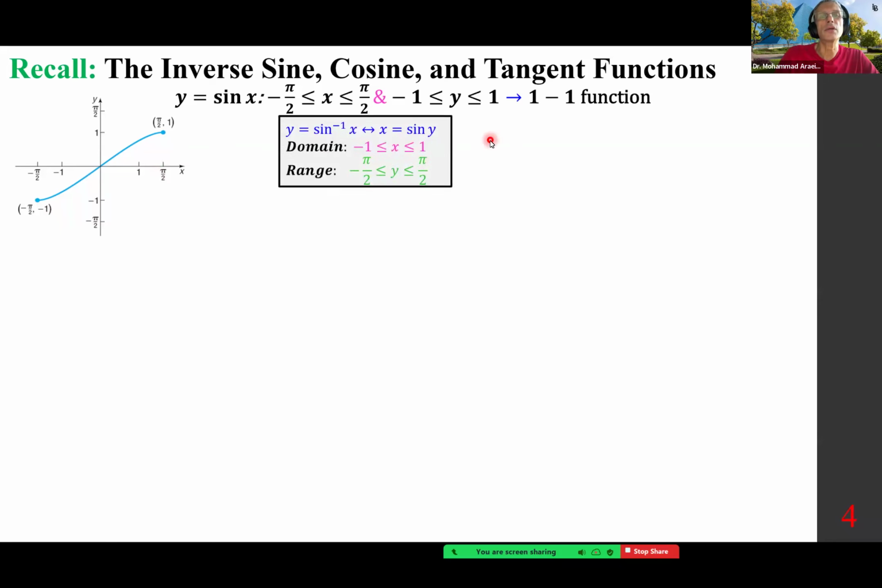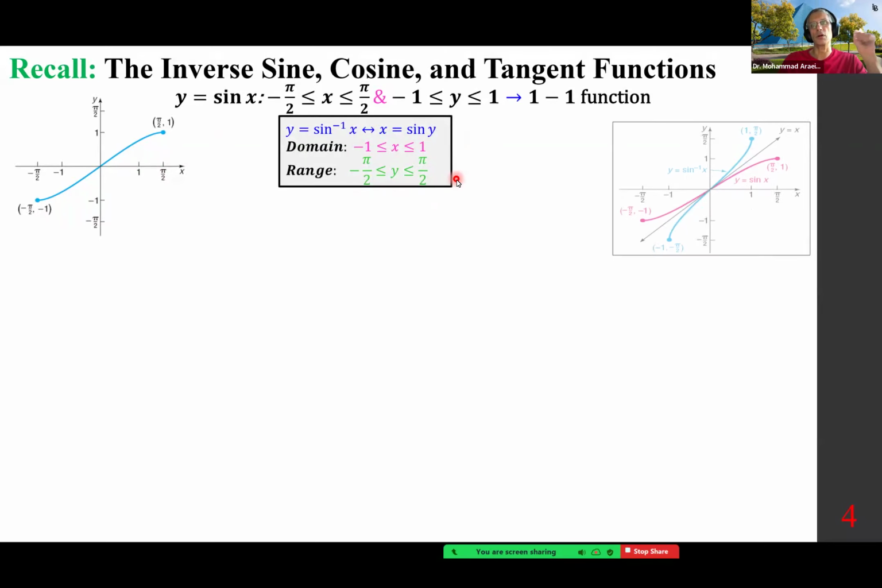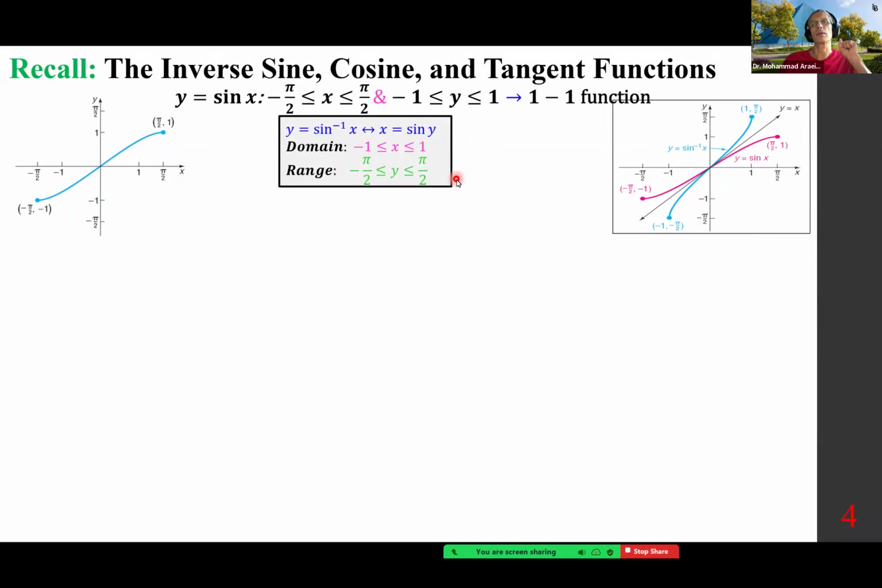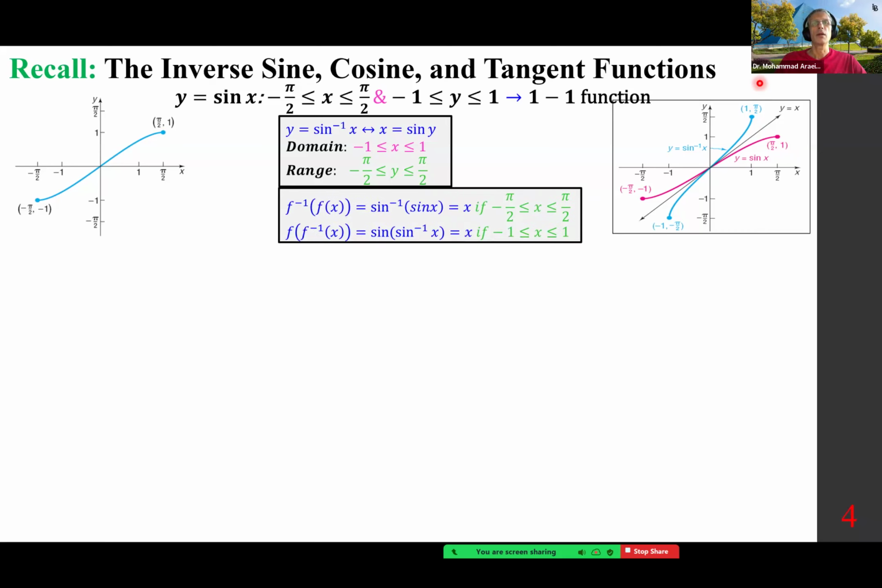So y equals sine inverse x means x equals sine y. And now the domain for the sine inverse is between -1 and 1 and ranging between negative pi over 2 and pi over 2. Remember, when two functions are inverse functions, domain of one becomes range of the other. So they look like that. And for example, pi over 2 comma 1 for the sine becomes 1 comma pi over 2 for sine inverse. And of course, their composite function is x.